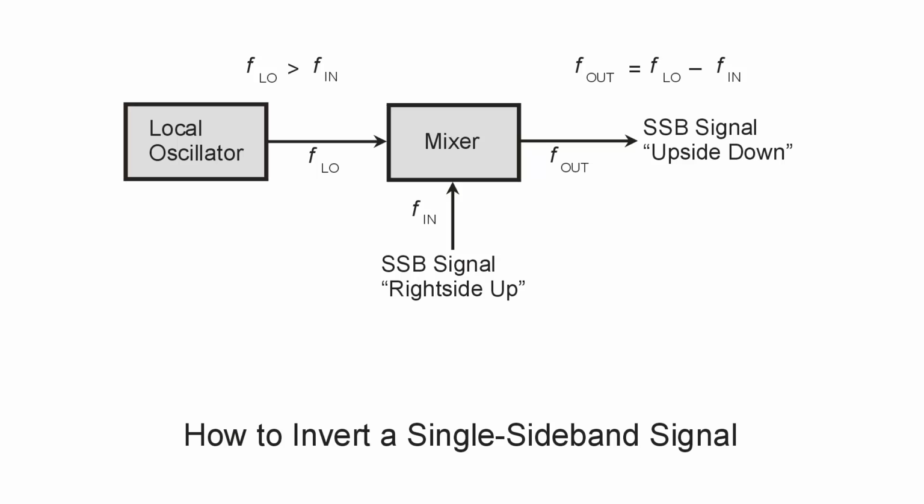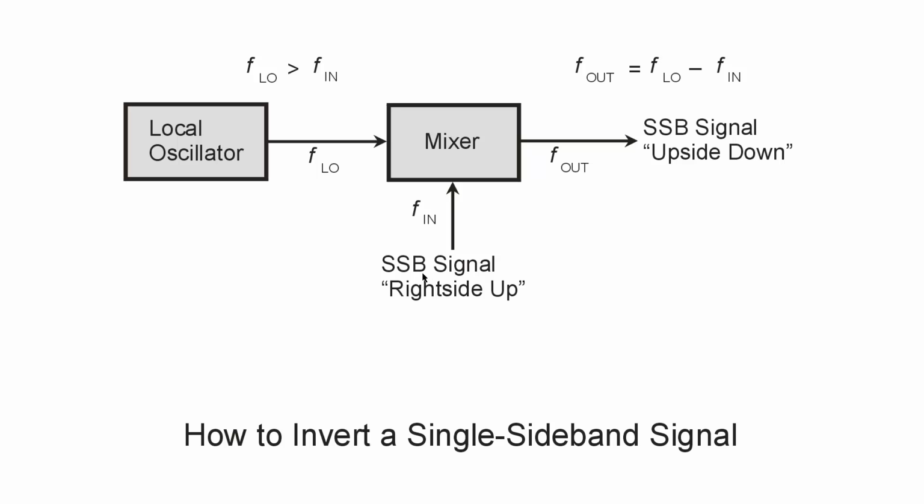I'm going to show you a simple method of inverting a single sideband signal. That means if it's lower sideband, you can convert it to an upper sideband signal, although at a different frequency, and vice versa. So here are the assumptions that we have.